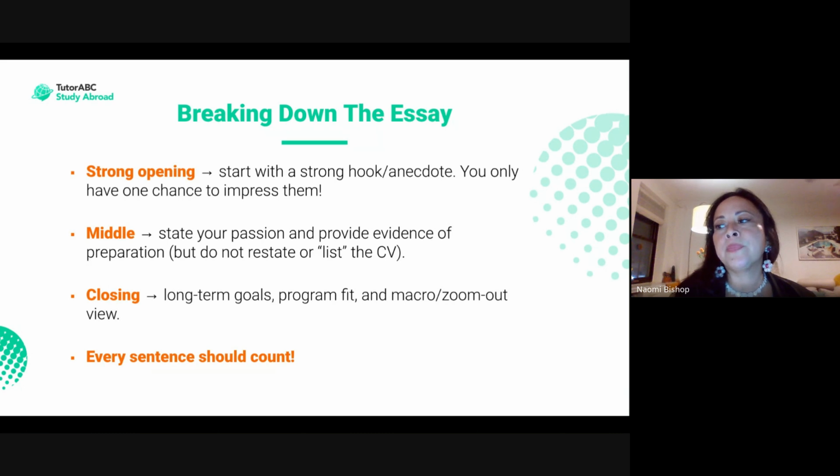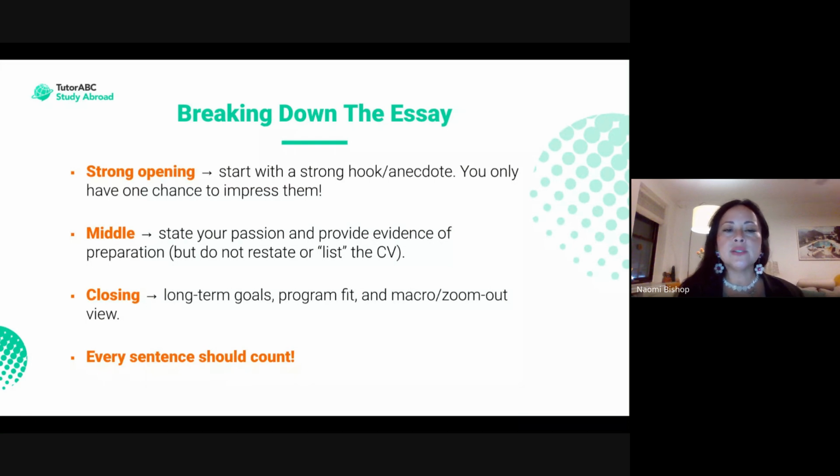you are studying social entrepreneurship, let's say, or business, and you've talked a lot about your passion for business, you showed that through an anecdote, you described what you've done to prepare, and then you describe your long-term goals, the program fit, etc. And then you want to zoom out by describing why social entrepreneurship or business is important in today's world, specifically what you hope to do with it in relation to a complex global problem. And that does require some thought.